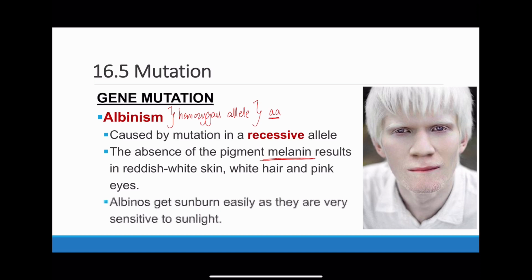People with albinism, we call them the albinos. They actually get sunburned very easily because they are very sensitive to sunlight. And appearance-wise, you'll notice that they will have very fair skin. And their eyes, their skin, etc., will have a very pink hue because it's actually the blood vessels below the skin.